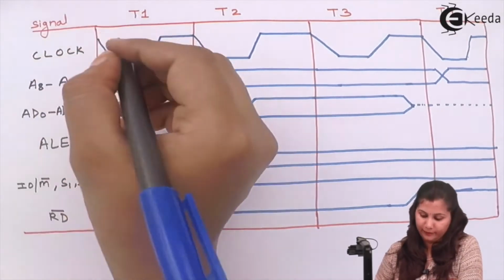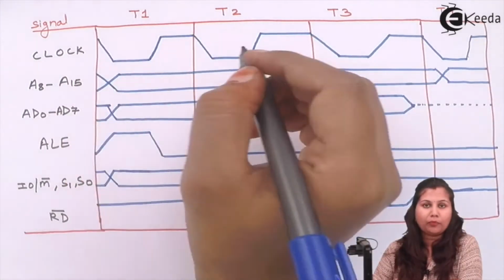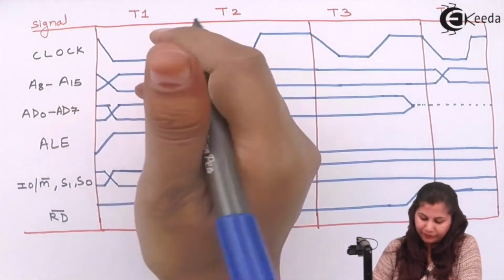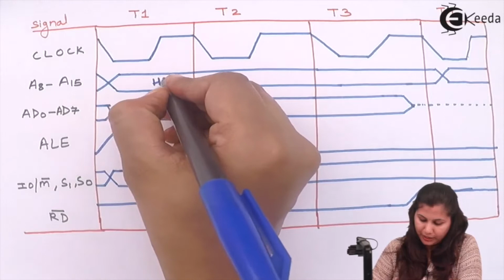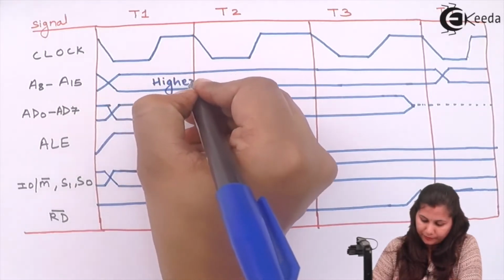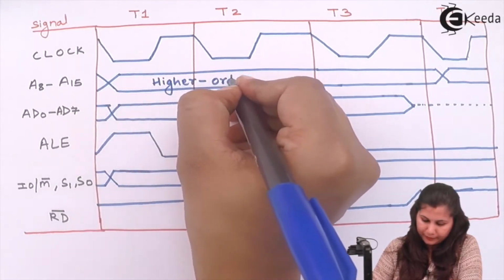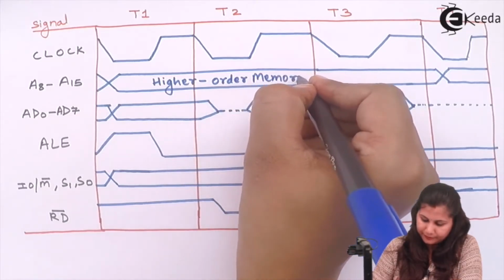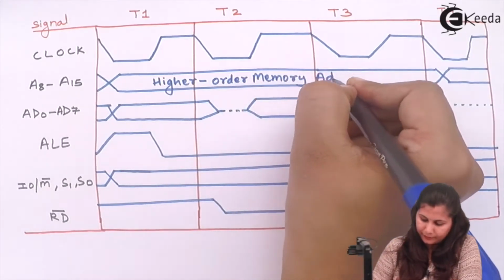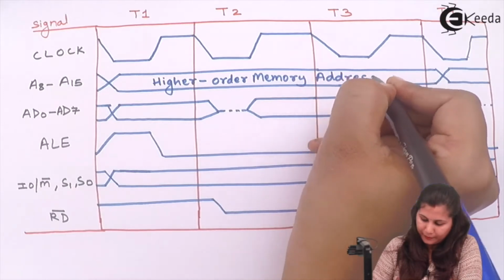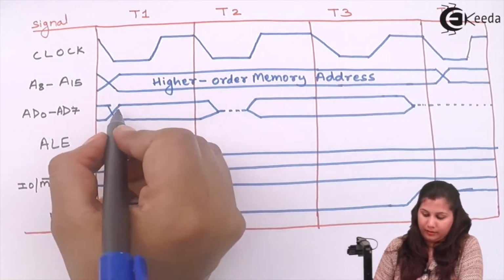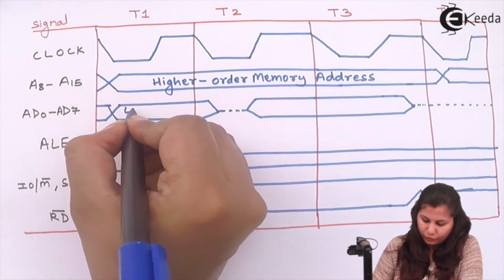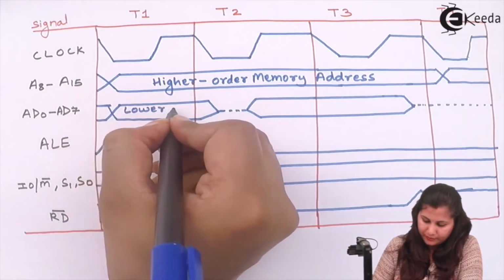And then we have the read signal. So in this opcode fetch machine cycle, here we have available the higher order memory address. Here we have the lower order memory address.